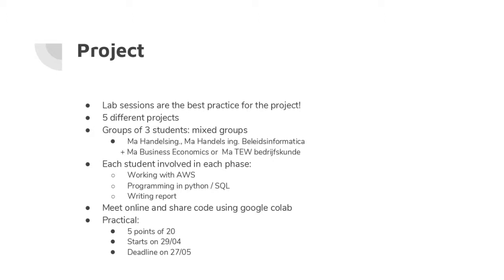Also important: it's a group project, but I want every student in the group to be involved in each phase, so working with the cloud, programming in Python, SQL, and writing the reports. So not one student who does all the programming and one student who does all the report writing. For the project, you can meet online and share code using Google Colab. Practically, the project is worth 5 points out of 20. It starts at the end of April, and the deadline is the end of May.